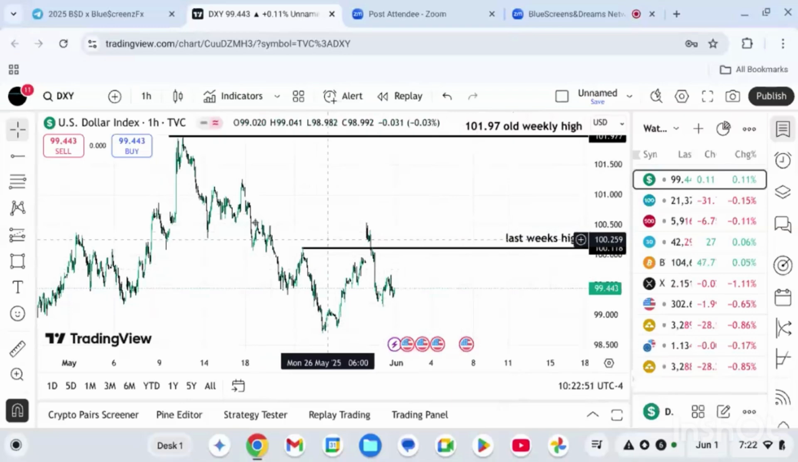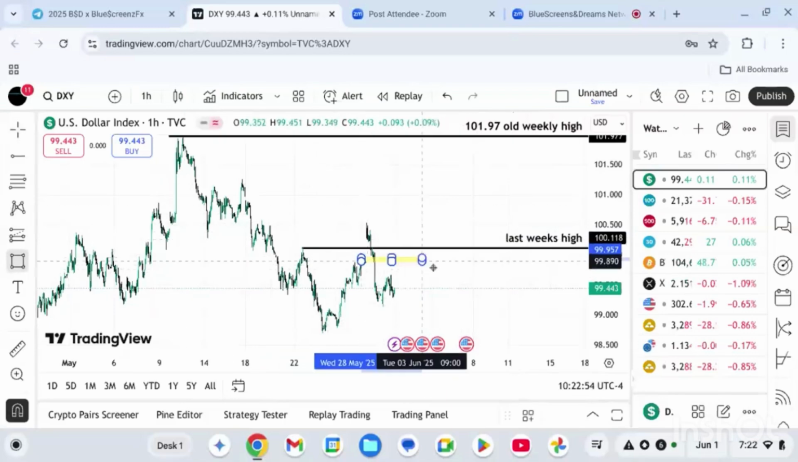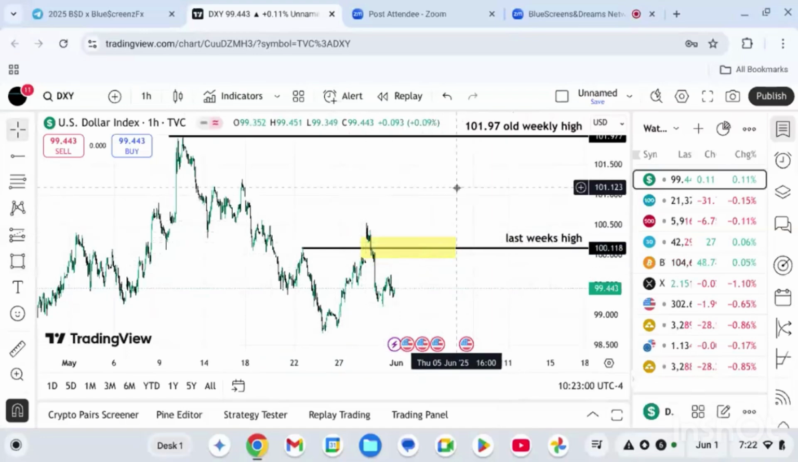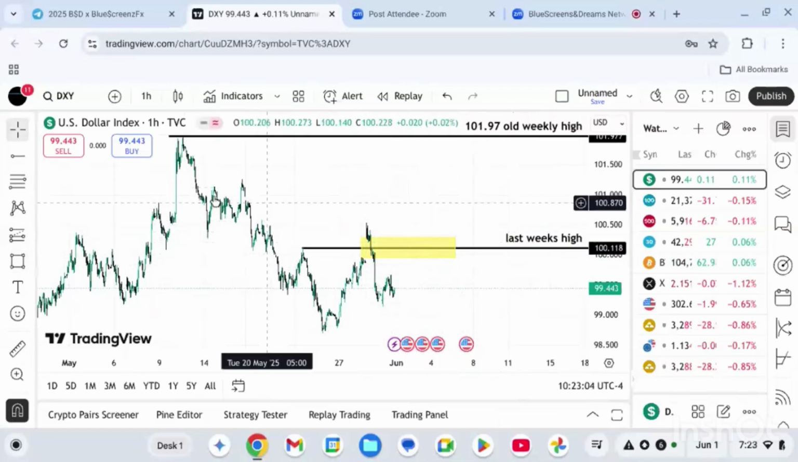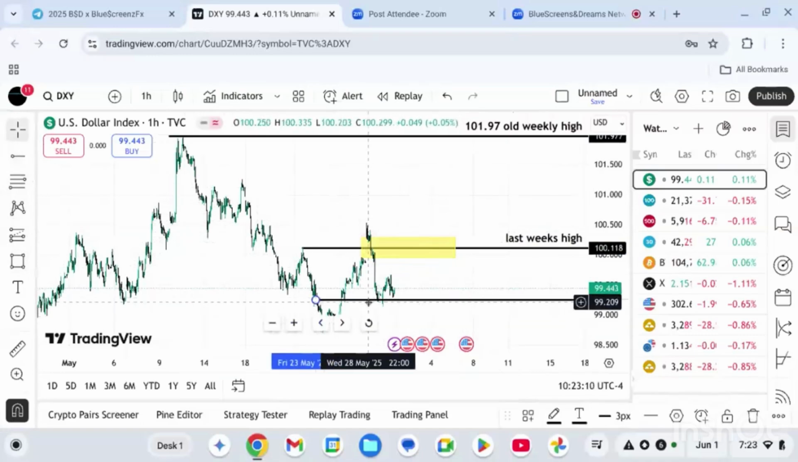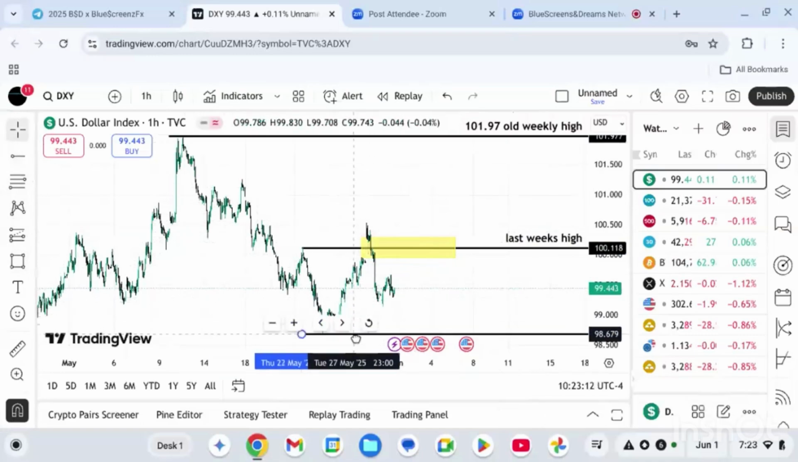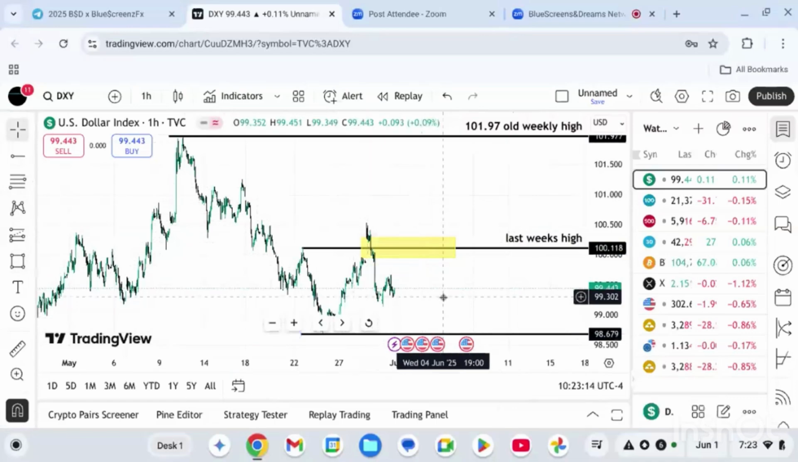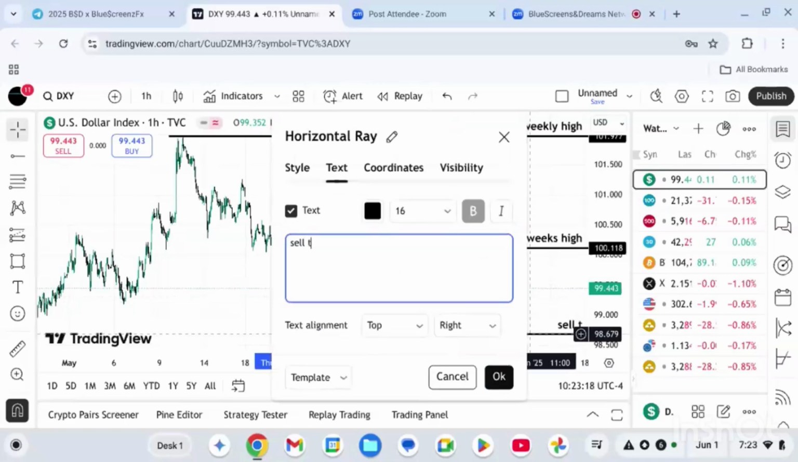Now, what I do want to see is price trade back into this gap right here, which is an actual liquidity void, but I'm going to use it as an IOG to see if we can kind of fill that back in and then trade lower. And then we got equal lows right here. So next week's target for me, my first sell target for the dollar is 98.679. So that's going to be the sell target.